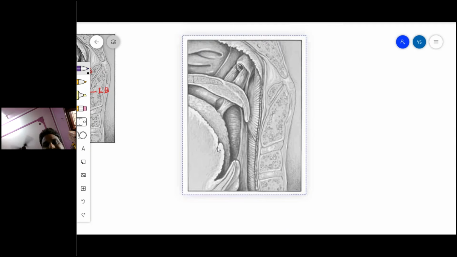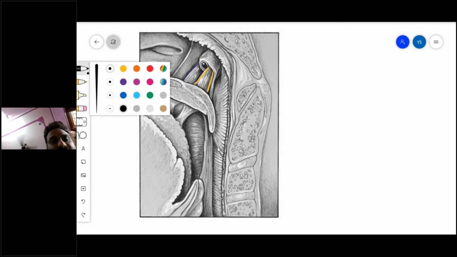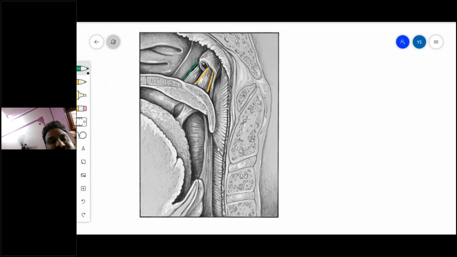So this is the second picture. In this picture, we can see the muscles of the soft palate. I will show you one by one. See here, this is one muscle, and this is the second muscle. Okay, I use green color. This is the second muscle.